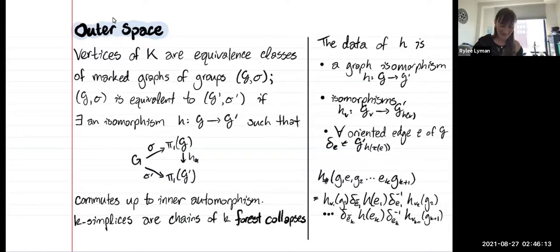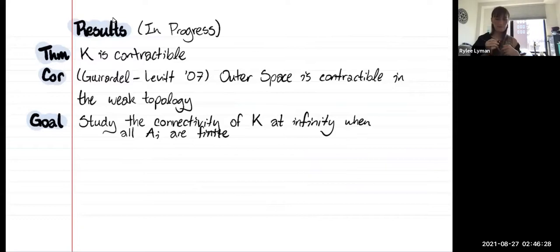Great, so that's outer space. My vertices are equivalence classes of marked graphs of groups. My K simplices are chains of forest collapses. Awesome. Let me tell you about my results. So the results, these are in progress. The main theorem is that the spine is contractible.